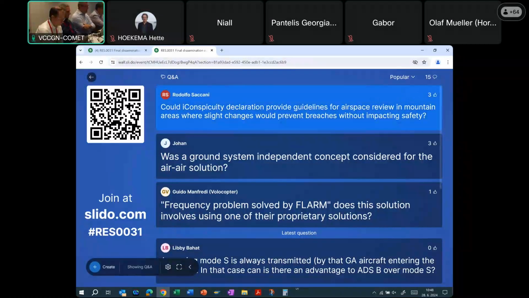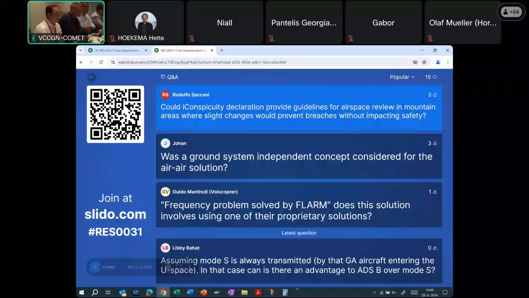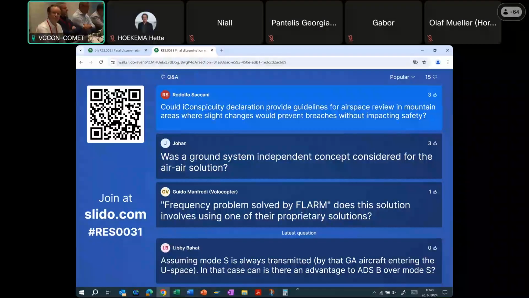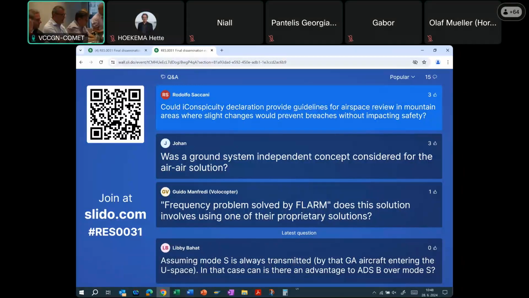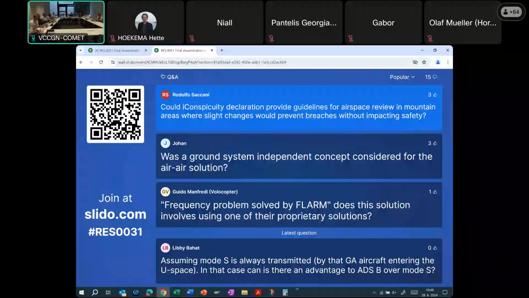Could the iConspicuity declaration provide guidelines for airspace review in mountain areas where slight changes would prevent breaches without impacting safety? This is exactly one of the points: to get data to be able to discuss exactly things like this one. I'm very glad about this question because it highlights the need to have data, to have open discussion.